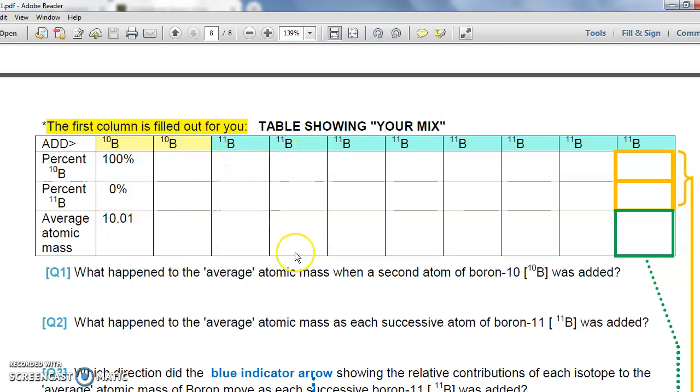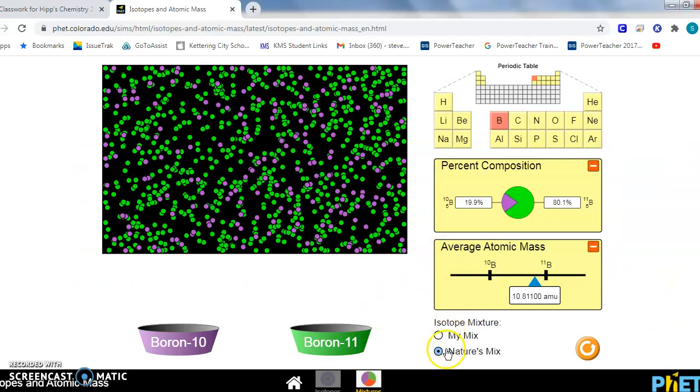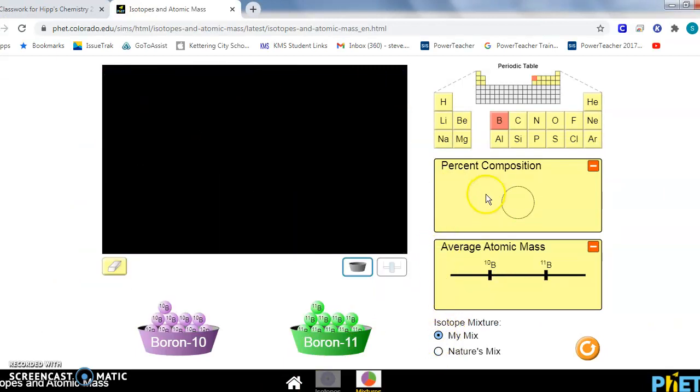Then you begin adding boron 11. So you write the numbers down of percent of boron 10, percent of boron 11, and the atomic mass when you've added one boron 11. Where will it tell you those percents? It'll tell you right here. When you're doing My Mix, as you add them, the percents of each will come up. So that's what you're doing.